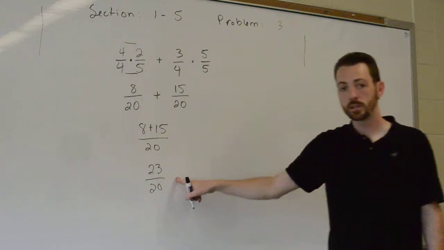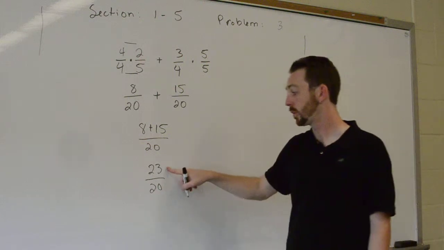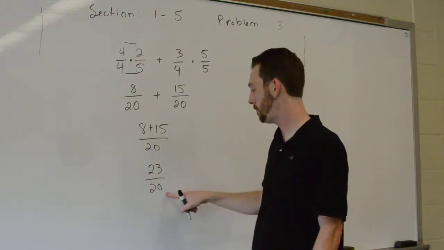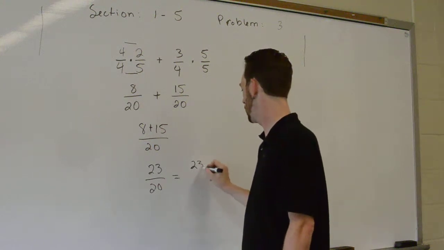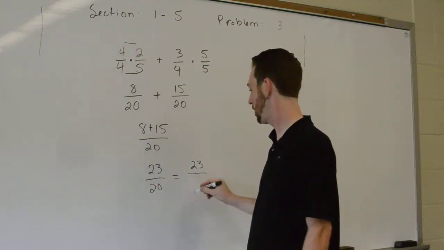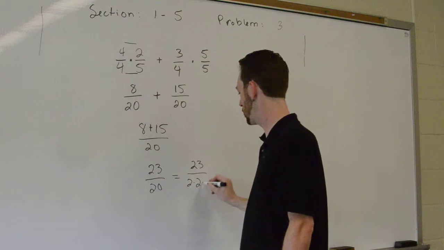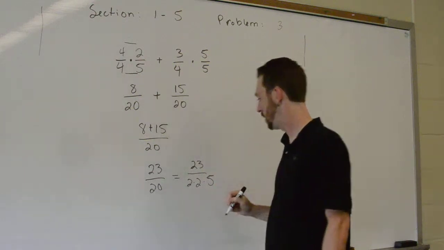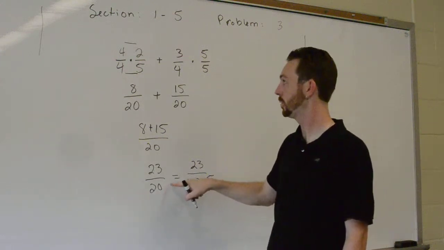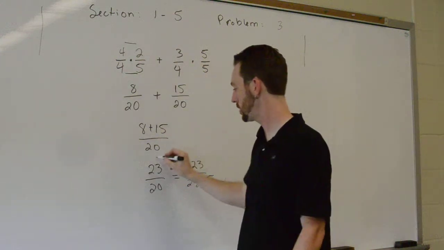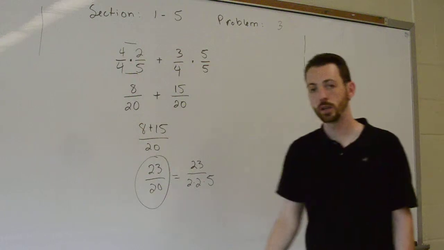Lastly, we always need to see if these can be reduced. 23 is a prime number. It cannot be reduced. 20 can be prime factored. So we end up with 20's prime factorization is 2 times 2 times 5. None of these numbers match, so this cannot be reduced. This is its simplest form. So when we add these two fractions together, we end up with 23 over 20.